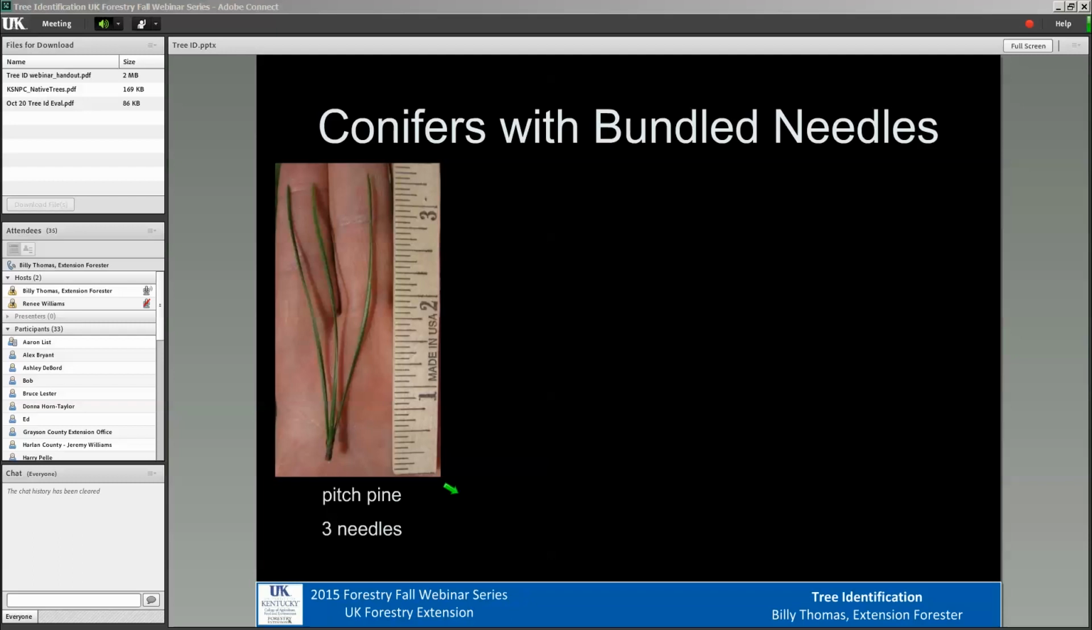So let's talk next about those with a few more needles in their bundles. This is the pitch pine. And the pitch pine, since we do have some that have 3 needles in it, has a little smaller needle compared to the next ones we're going to see here.